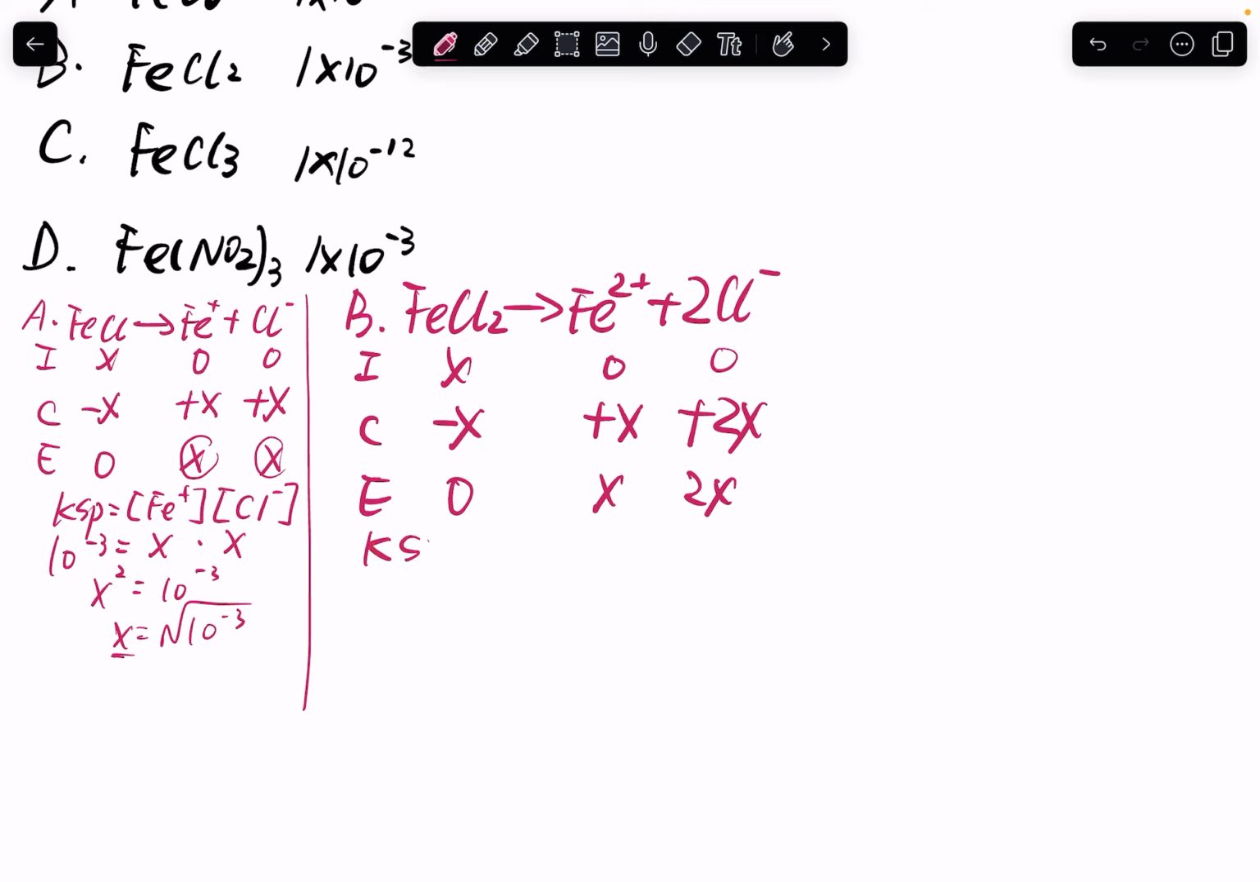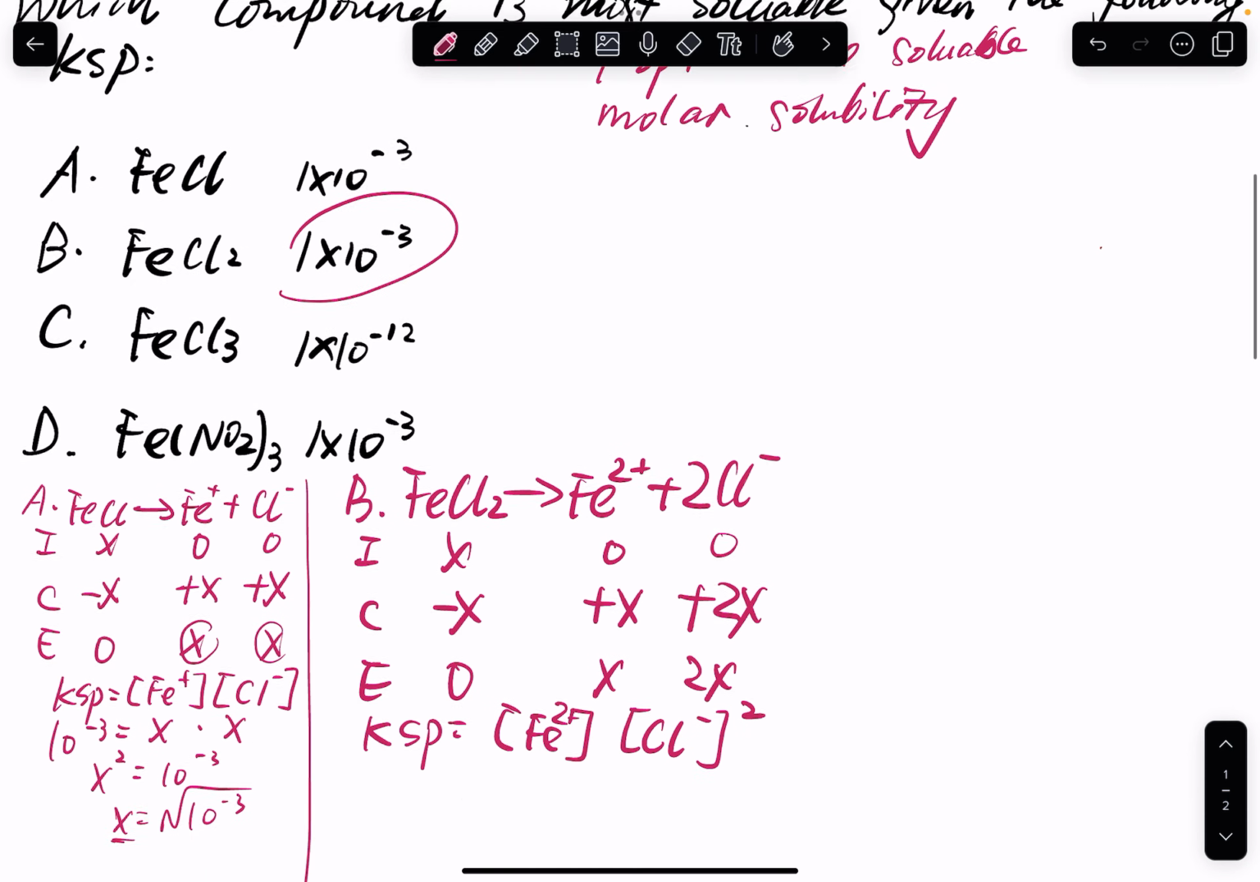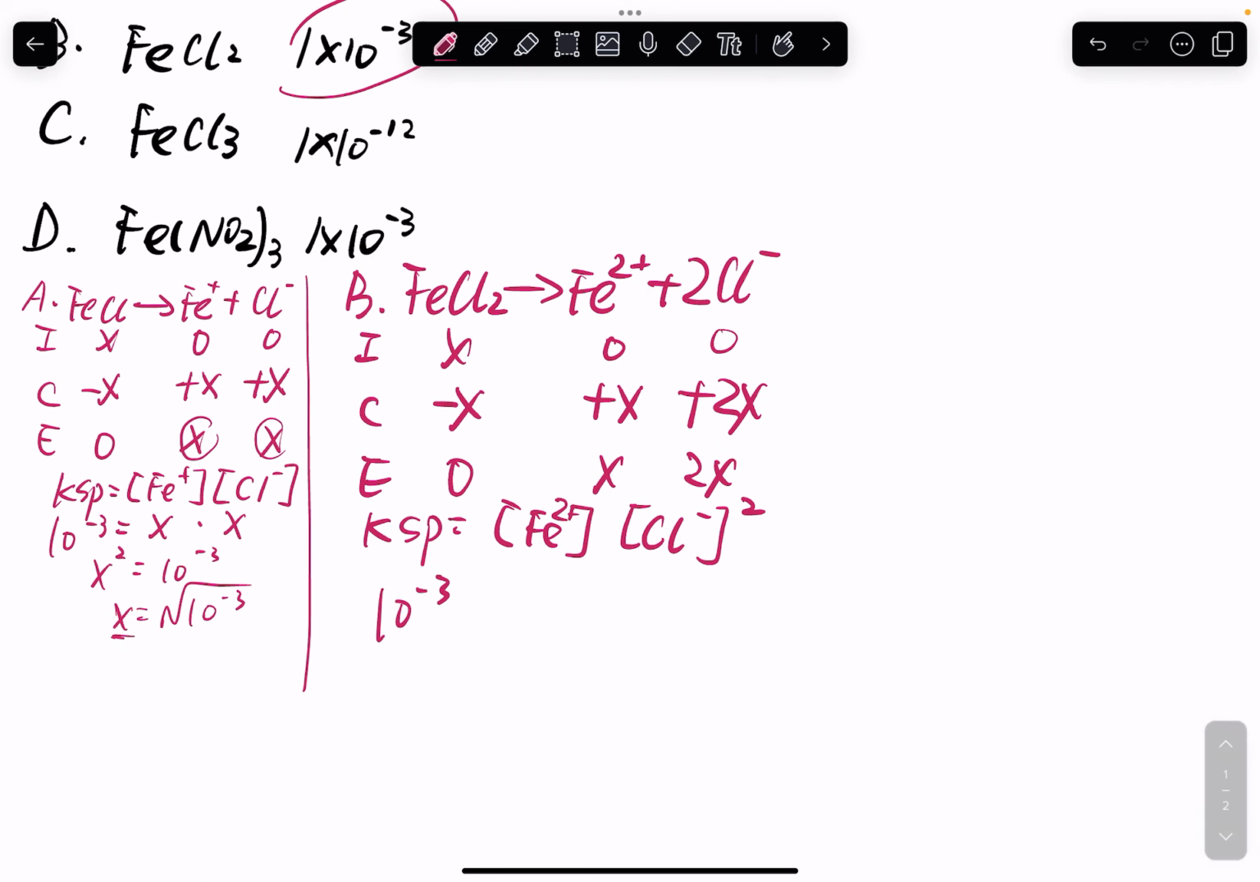So my KSP in this case is Fe 2 plus, and then Cl minus squared, right? Because I have this 2 here, okay? All right, so in this case, what is my KSP? Oh, it's also 10 to the negative 3, okay?